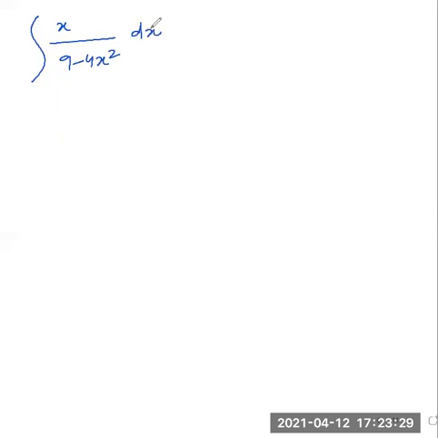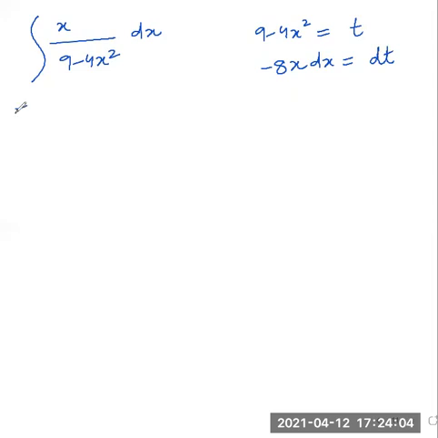Think how we can do this. This is a little tricky, 9 minus 4x square. Suppose we take 9 minus 4x square equal to t. What are we getting? We will get minus 8x dx equal to dt. Is it right? Yes, sir.